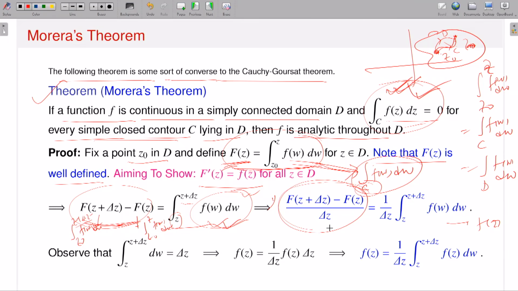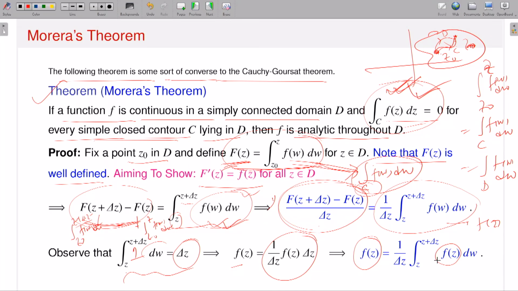So therefore if I take the division by delta z, you will have this kind of expression, but you can have that the integral from z to z plus delta z of dw. That means if I integrate with respect to the constant function 1, by definition of contour integration, it turns out that it is nothing but the increment delta z. And having the property that f of z is equal to this one, I can write my f of z, which is a constant.